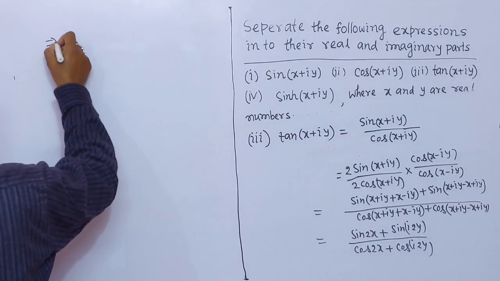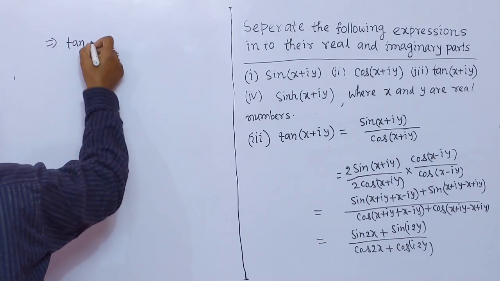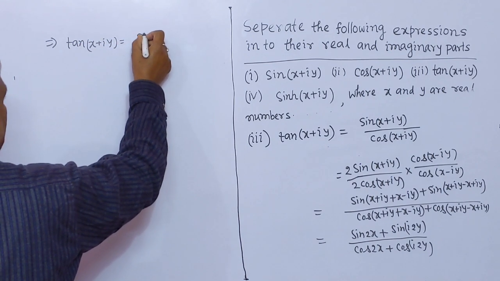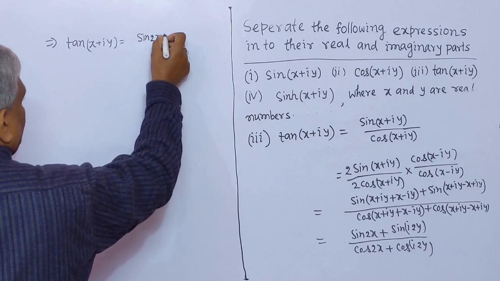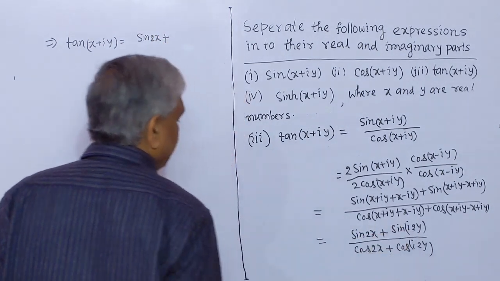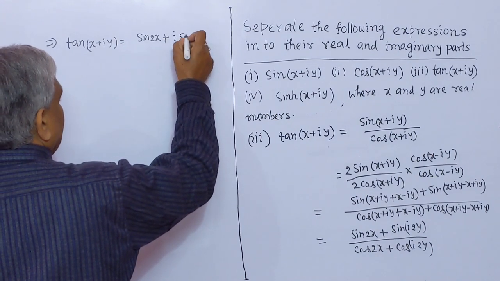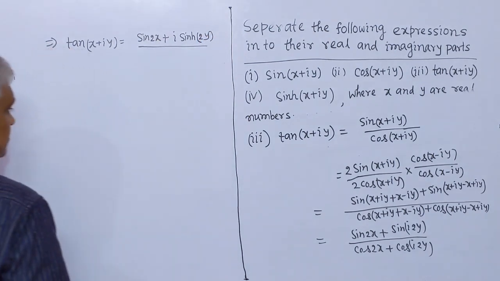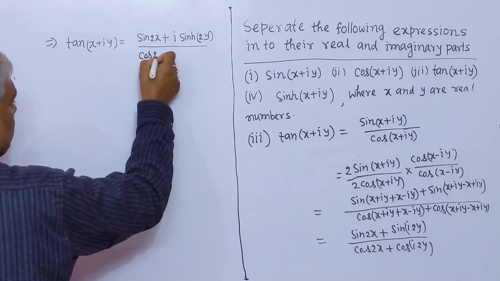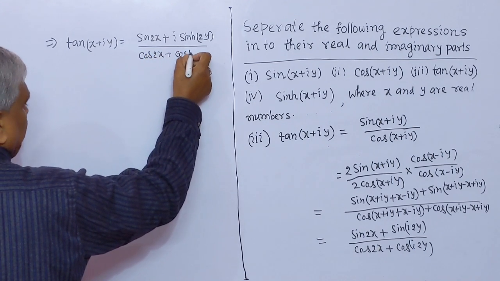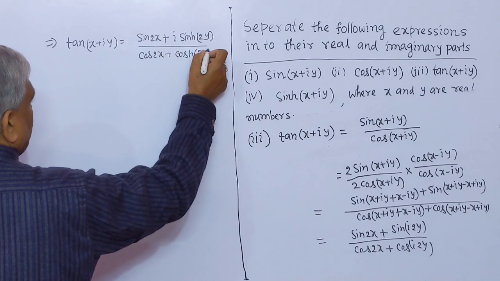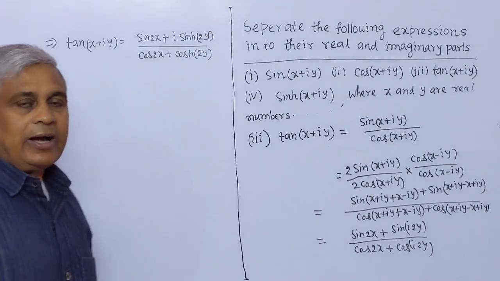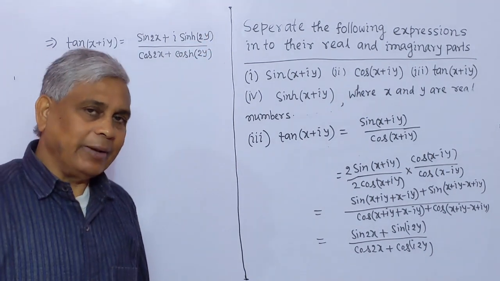And implies that tan(x + iy) equal to sin 2x plus sin i2y is i sinh 2y by cos 2x plus cosh 2y. Cosh 2y and sinh 2y are real numbers, since y is a real number.